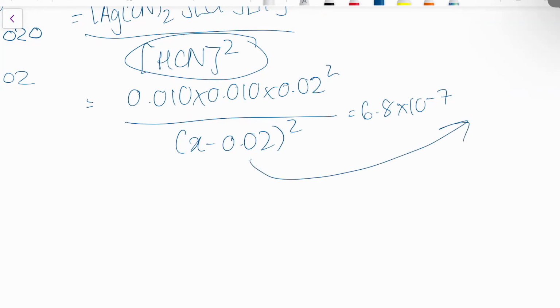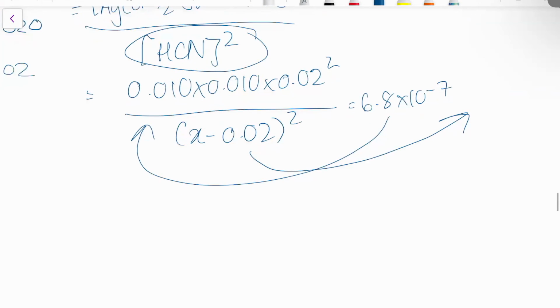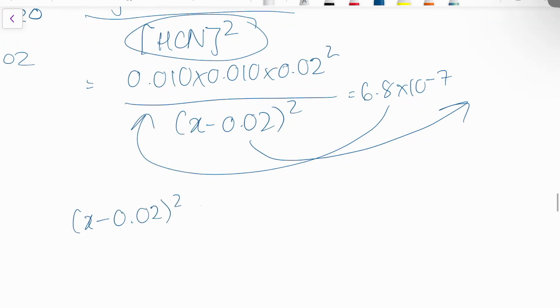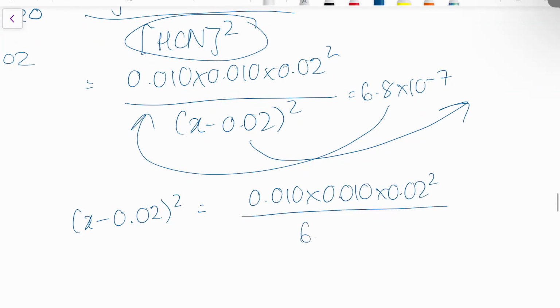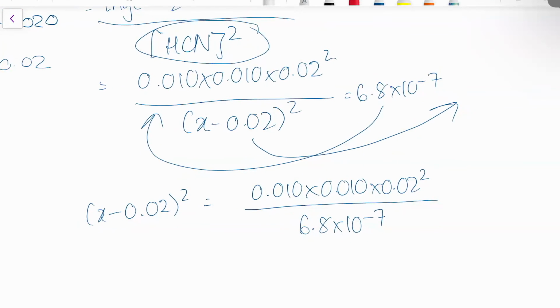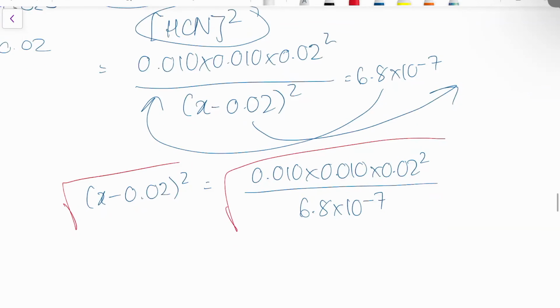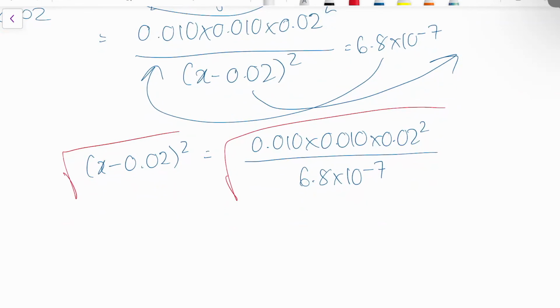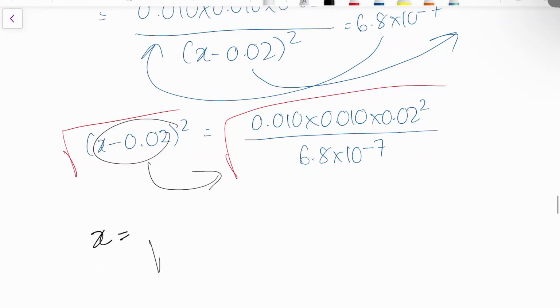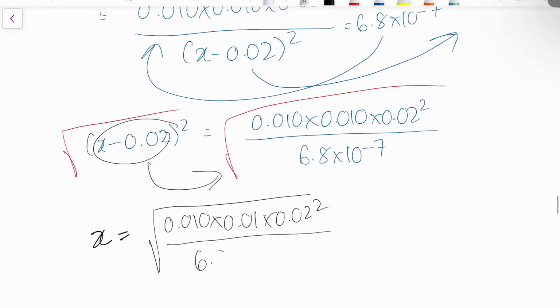Okay, so I'm going to move this over and I'm going to bring this over. So x minus 0.02 squared is going to be my 0.010 by 0.010 times 0.02 squared divided by 6.8 by 10 to the minus 7. Now, to save you guys popping each step into the calculator, because there's a squared on it, I can square root the whole thing. So x minus 0.02 is going to be the square root of the fraction. And then I'm going to move this 0.02 over. So x is going to be the square root of 0.010 times 0.01 times 0.02 squared divided by 6.8 by 10 to the minus 7, plus my 0.02 at the end.